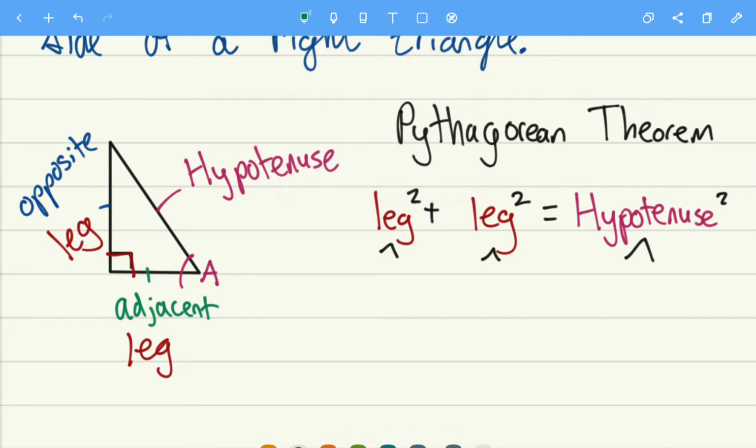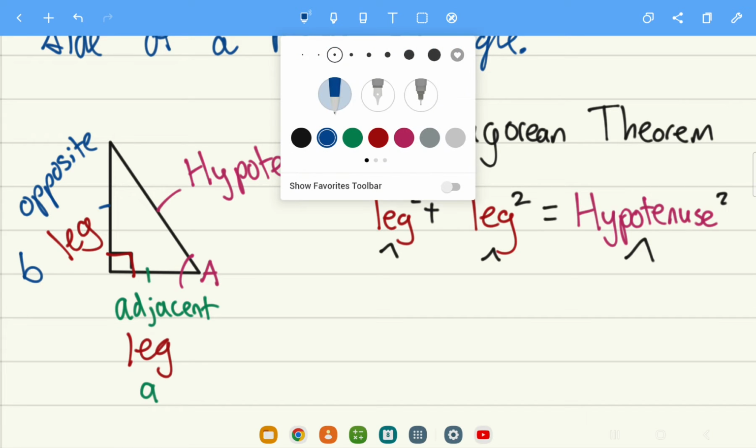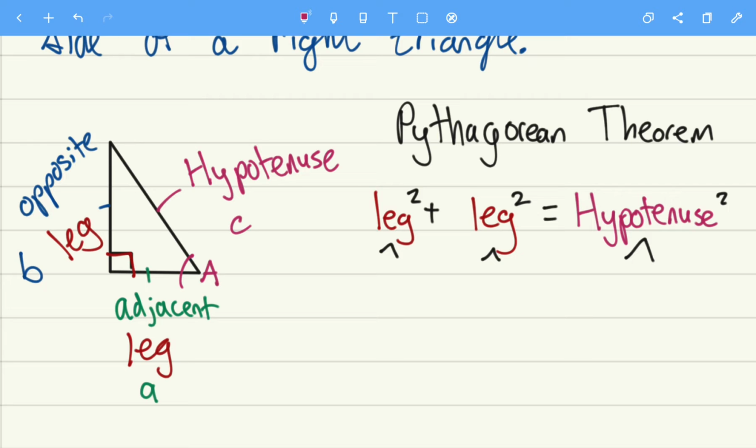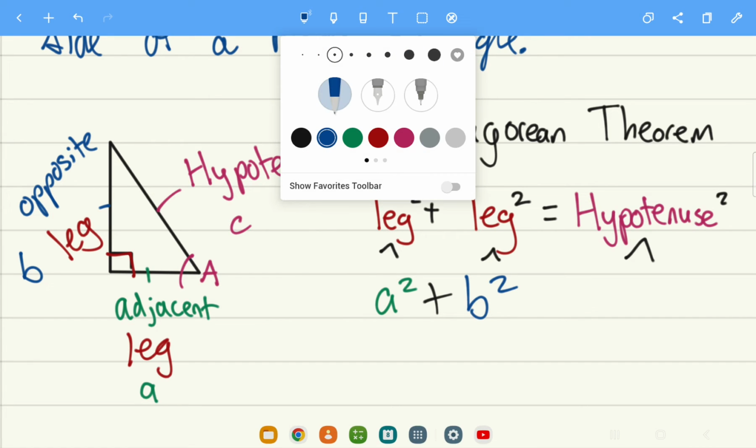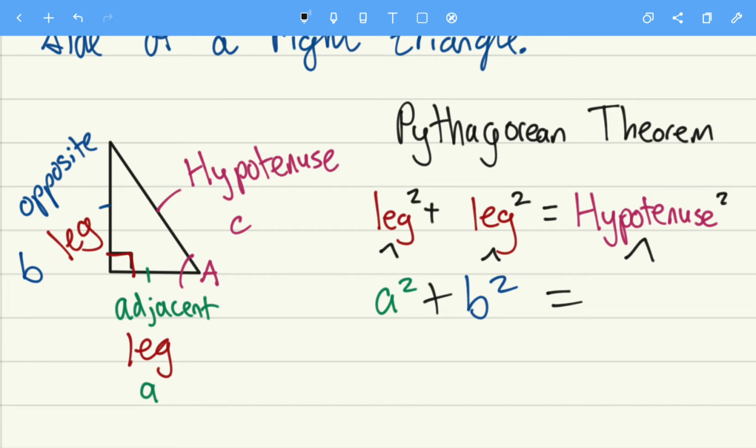If we were to assign variables to the sides, like this is A, this is B, and this is C, we can also rewrite our Pythagorean theorem as A squared plus B squared equals C squared. So A and B correspond to the legs of the triangle, and C is the hypotenuse.